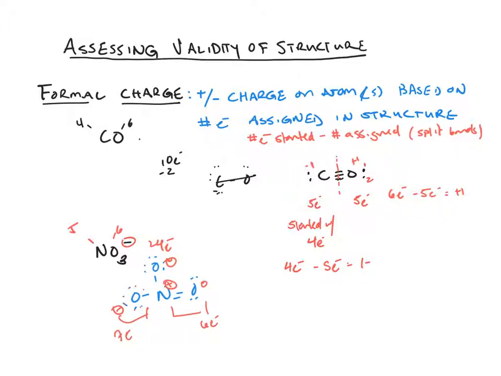It started out with 5, it ended up with 4. So that nitrogen is +1. These 2 oxygens are -1. The oxygen is 0, which adds up to a total of -1, which it needs to match the charge on the ion itself. Okay.